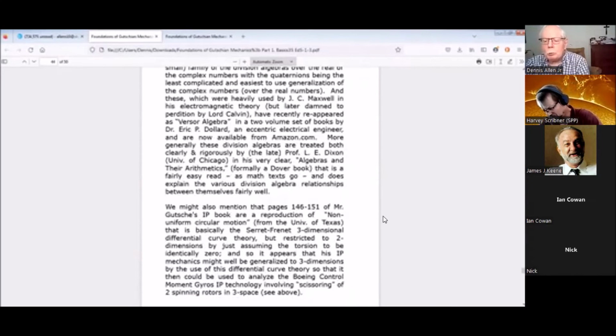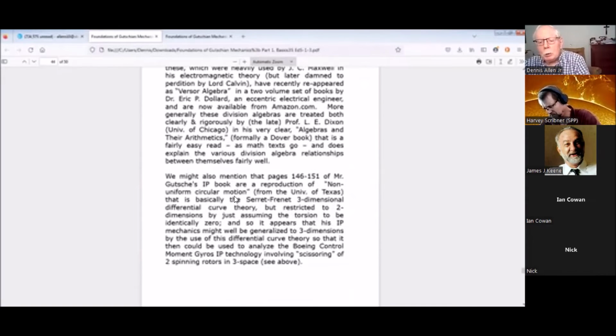Or, in pages 146 to 151 of Gursche's IP book that we're talking about, inertial propulsion, which you thought was impossible, he mentions that he reproduces with permission from the University of Texas the Serret-Frenet three-dimensional differential curve theory, but restricted to two dimensions by just assuming that the torsion in the third dimension is identically zero. And so it appears that his IP mechanics might well be generalized to three dimensions by the use of this differential curve theory, so it then could be used to analyze the Boeing control moment gyros IP technology, inertial propulsion technology, involving the scissoring of two spinning rotors in three space.